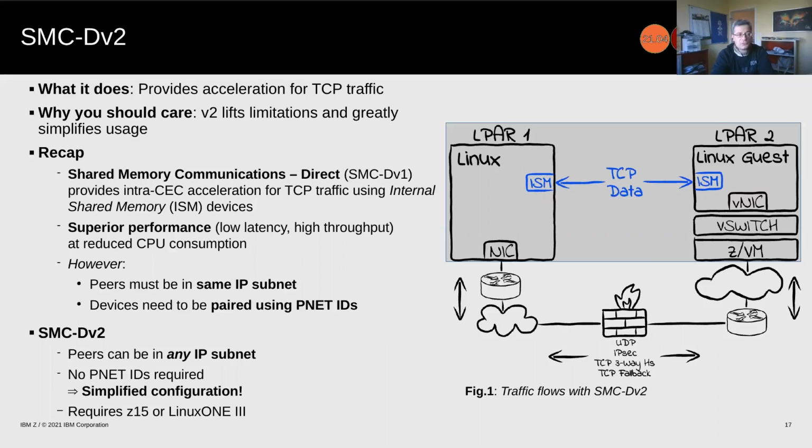So with SMC-D version 2, it really does not matter anymore what the networking topology between the two peers is, as long as they have any means to communicate with each other. It doesn't matter how many layers of routers are in between, what your networking topology is. None of that matters anymore. As soon as they can communicate with each other, they are fair game for SMC-D version 2 enablement.